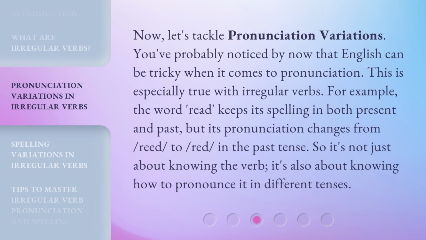Now, let's tackle pronunciation variations. You've probably noticed by now that English can be tricky when it comes to pronunciation. This is especially true with irregular verbs. For example, the word read keeps its spelling in both present and past, but its pronunciation changes from read to read in the past tense. So it's not just about knowing the verb, it's also about knowing how to pronounce it in different tenses.